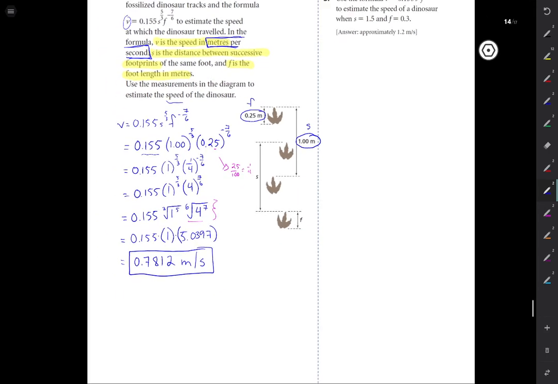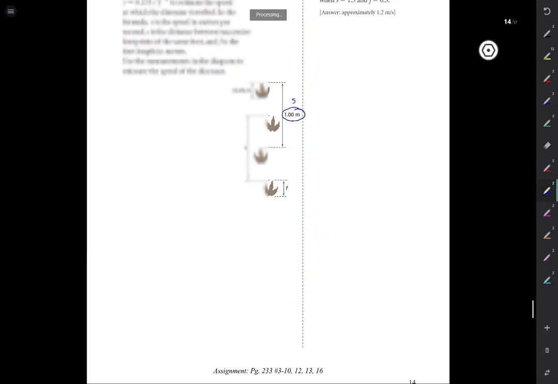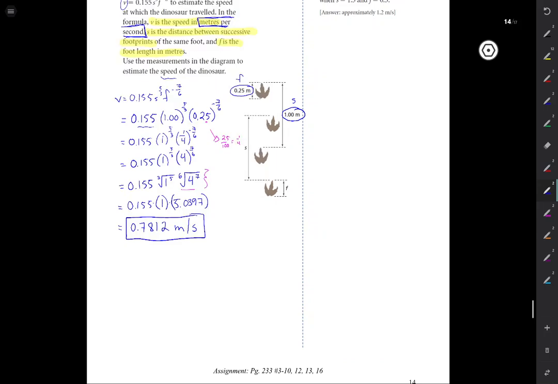Questions like these really give us practice at working with formulas, plugging numbers into formulas, and also using the skills we learned with fractional exponents and negative exponents.